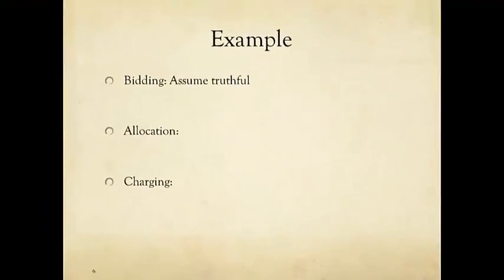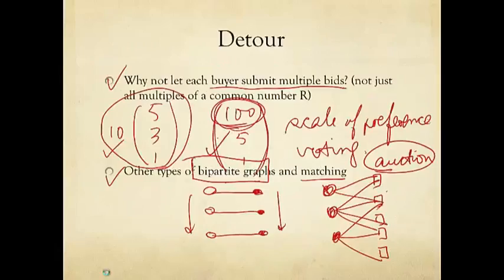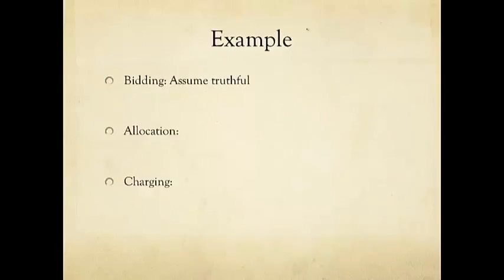Now let's go back to that example. Which example? This example. We've got 3 bidders with 10, 5, 1 being the R's, and 3 ad spaces with 5, 3, 1 as the click-through rates. So before we forget, let's write those down. 10, 5, 1, and 5, 3, 1.